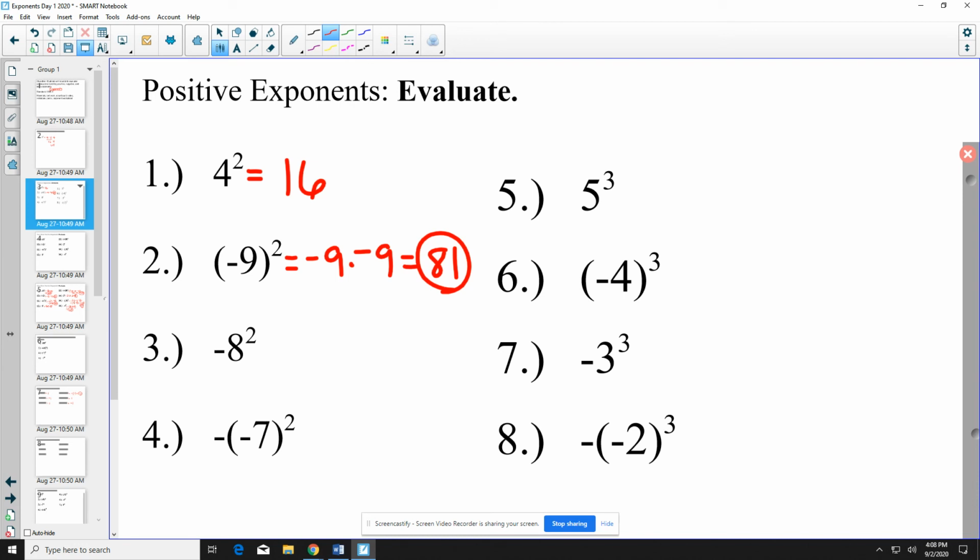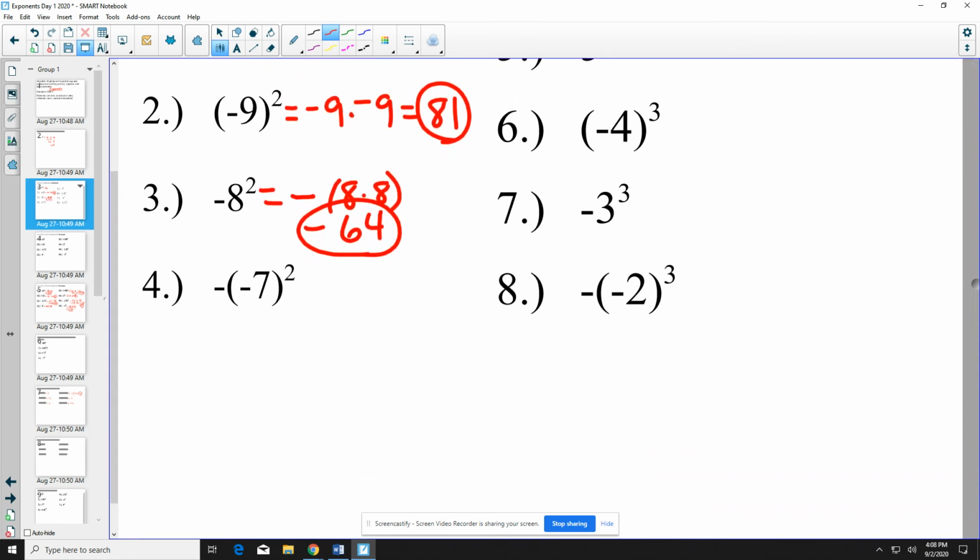Put a number 3 on your paper and put negative 8 to the second with no parentheses. The negative 8 is not in parentheses, so what this means to do is to put your negative sign down and then find 8 to the second. 8 to the second would be an 8 times 8. So this would be a negative 64.